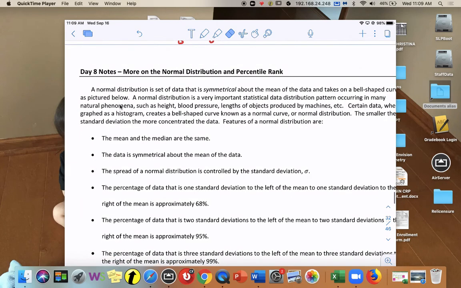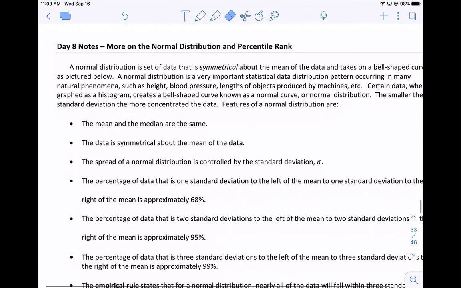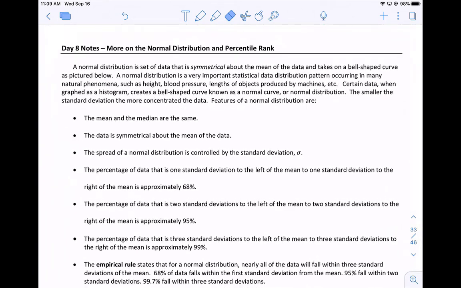Day 8, we're going to look at normal distribution and percentile rank again. To review, a normal distribution is a set of data that is symmetrical about the mean of the data and takes on a bell-shaped curve as pictured below.